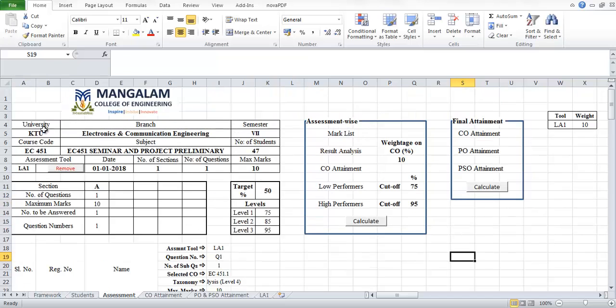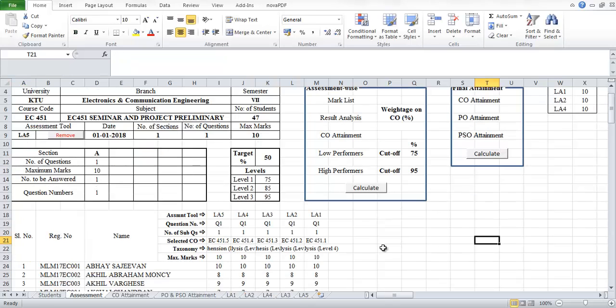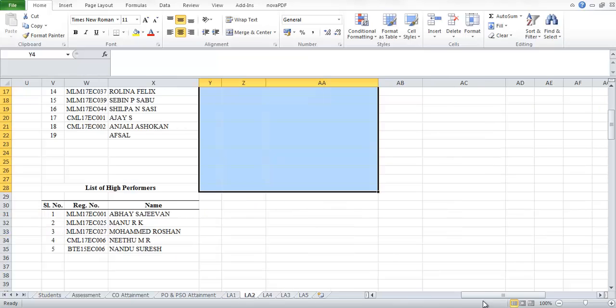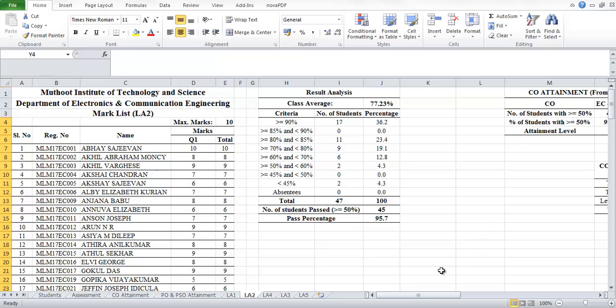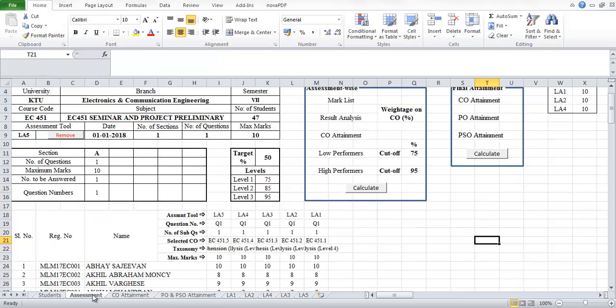Similarly, I will have to go for the next LA2, LA3, LA4 and LA5. So if I do all of them together, as you can see here, we have done the same for LA2, LA3, LA4, LA5, and for each of the LAs we have got a separate sheet of performance here. So for each and every case, whatever the attainment is, everything has been calculated. Since the LA sheets are all going to be the same, because we have just divided the same marks among each of the 5 COs.